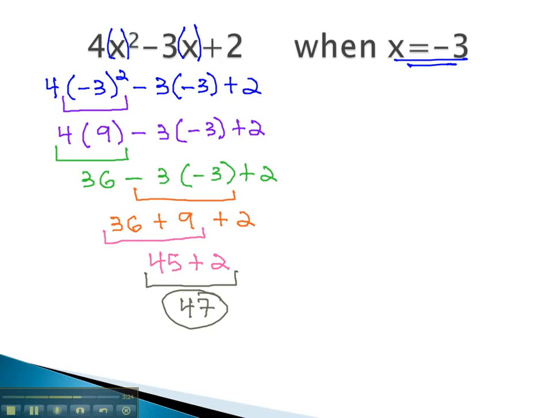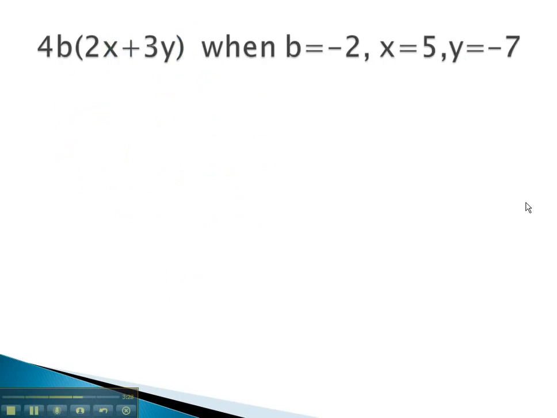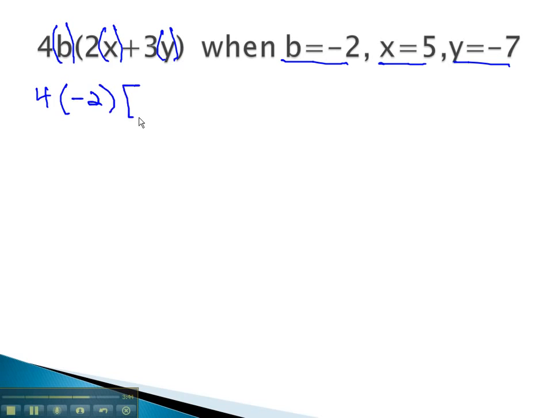Let's look at another problem where we replace the variable with the numbers it represents. Notice in this problem we have b, x, and y. But we're told that b is -2, x is 5, and y is 7. When we replace, we have 4b, which is -2, times 2x, which is 5, plus 3y, which is -7.